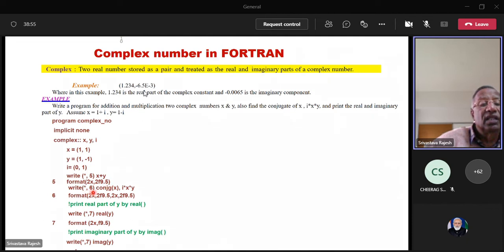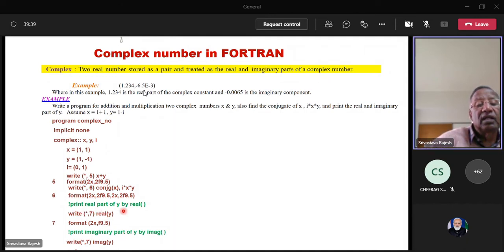Then I am writing CONJG, complex conjugate x. And then for complex conjugate, like x plus iy, after x complex conjugate, I have to give 2x is the gap and 2f 9.5. So again the same double format for conjugate, and then I star xy. So it's also like you multiply these two and do by I, it does the job, and it will be a complex quantity. So this thing you can do like this.